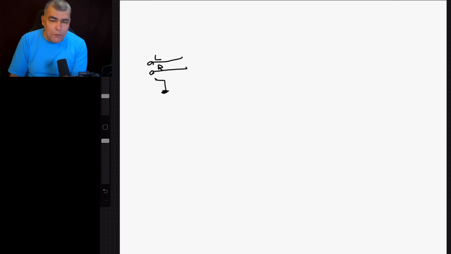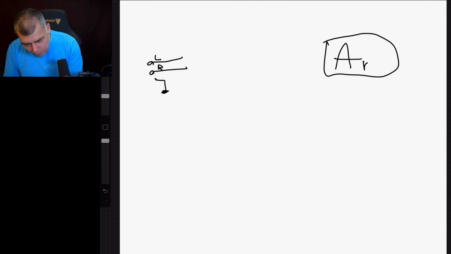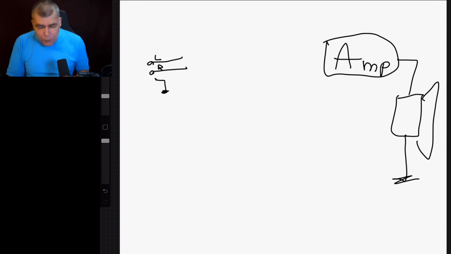So let's say you have left channel, right channel, yeah, and obviously ground. Let's say it's going from your preamp, it's going to the amplifier, yeah, the big amplifier. And after that it's going to the speakers. Now the thing, we don't need a stereo signal here. Let's get only one. Try and play with the capacitor, you understand.